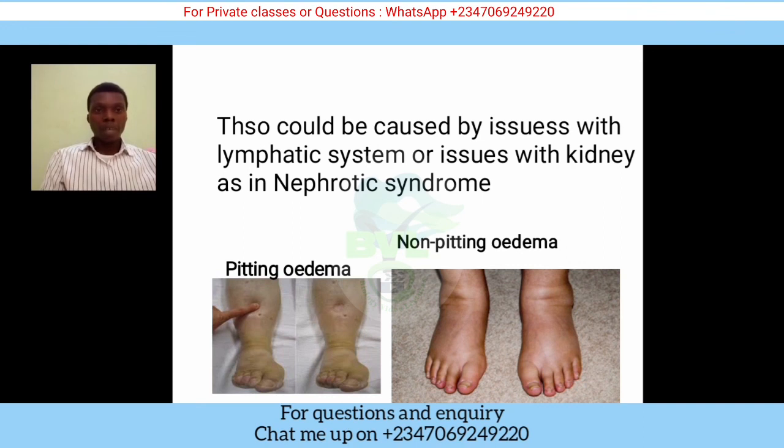But bear in mind here that pregnant women can actually have edema because of the compression of the fetus on the limbs, the lymphatic vessels of the lower limb. Doesn't mean they have kidney disease. Hope that is clear. And that will be all for now.